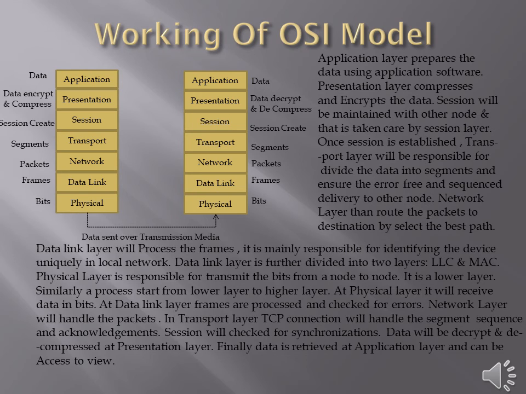At physical layer, it will receive the data in bits. At data link layer, frames are processed and checked for errors. Network layer will handle the packets. In transport layer, TCP connection will handle the segment, sequence, and acknowledgement. Session will check for synchronization so that synchronization can occur. Data will be decrypted and decompressed at the presentation layer. Means the encrypted and compressed document will be decompressed and decrypted here, so that finally data is retrieved at application layer and can be accessed to view.